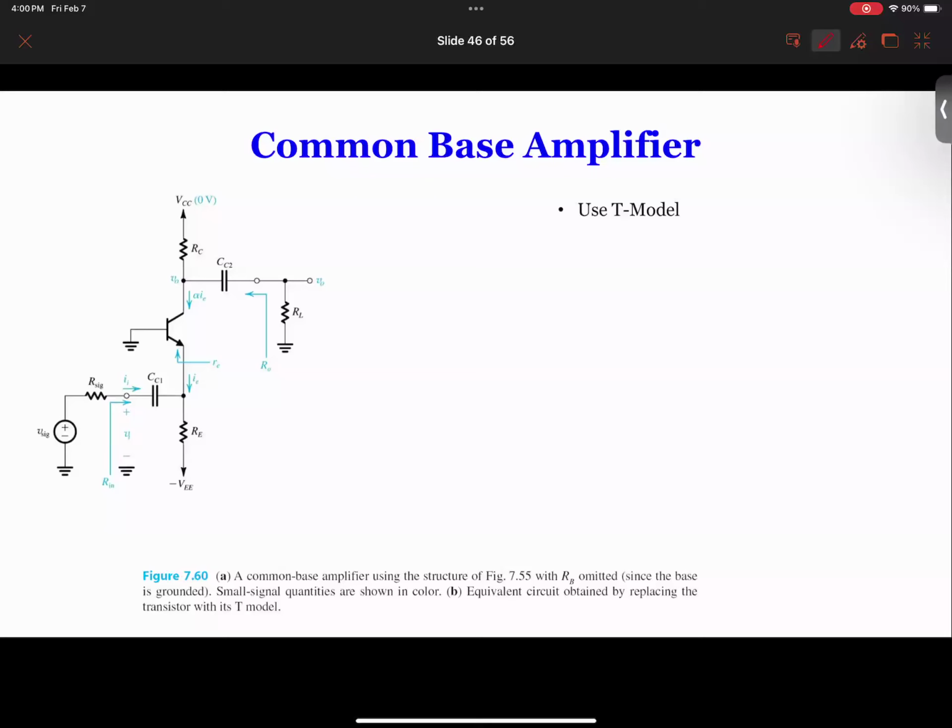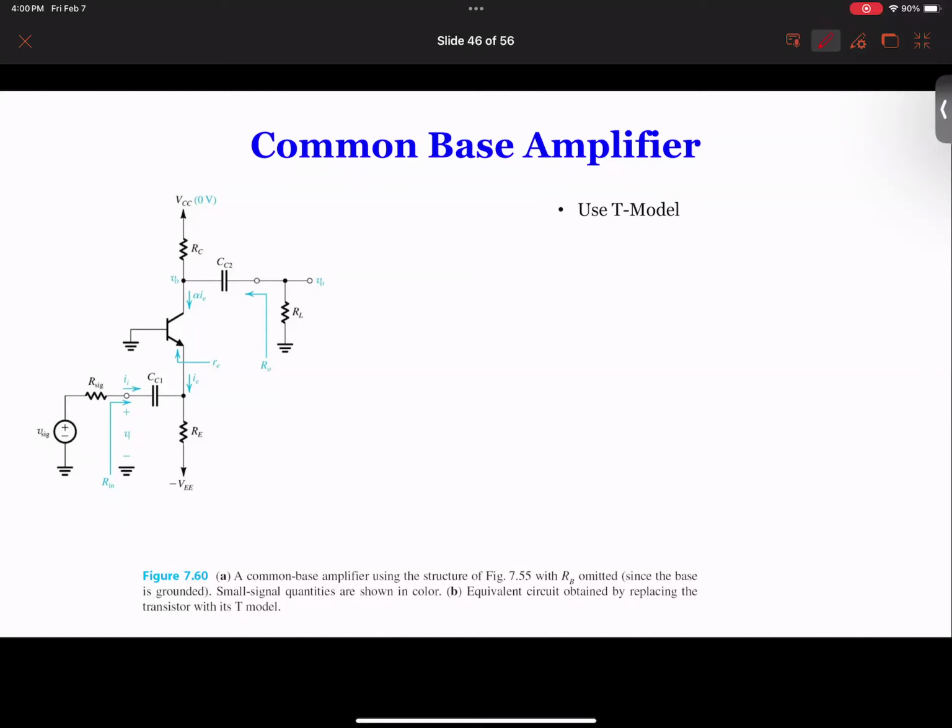So in this case, if you have a common base, for DC, basically you can forget about this one and forget about the output. You can see there's a negative voltage, this is ground. So therefore this bias is down. Now for AC, the input is connected to the emitter, and there's another emitter resistor.